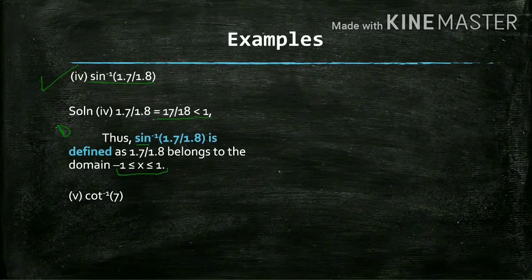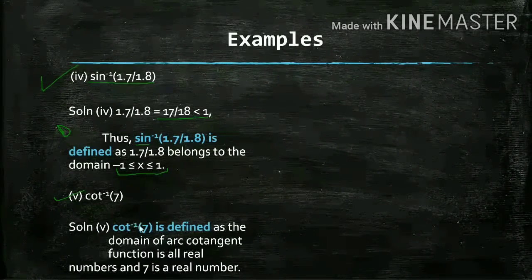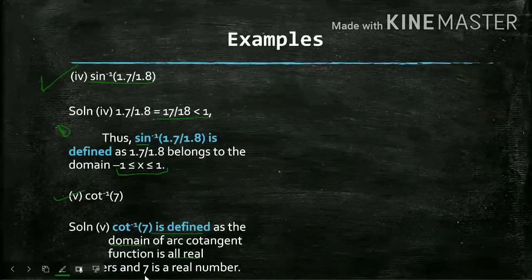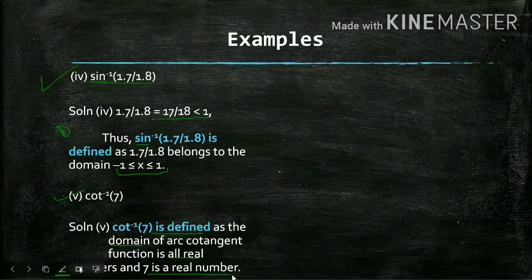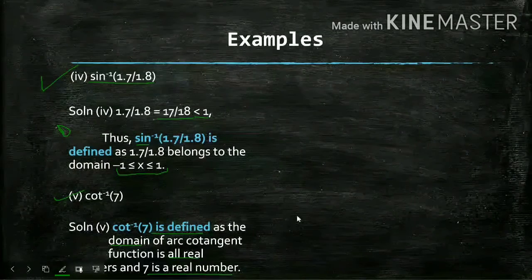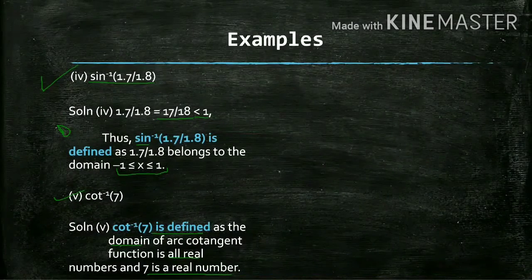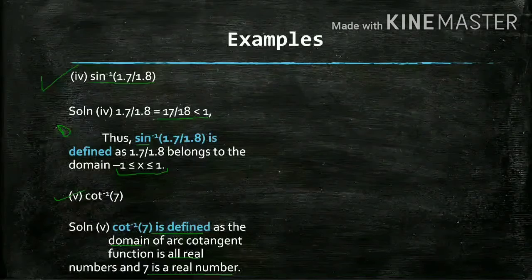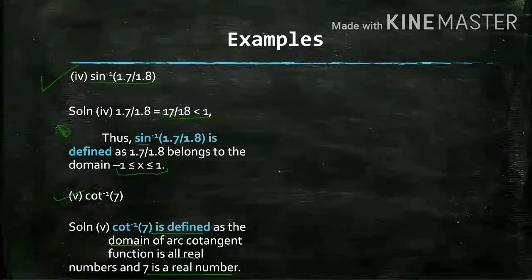Next example: cot inverse 7. Very easy, this we have done. It is defined because the domain for the cotangent function is all the real numbers, and 7 is a real number. So that's why it is defined. You can see how quickly we can do these questions with the help of the domain. If you know the domain, you can easily do this question.